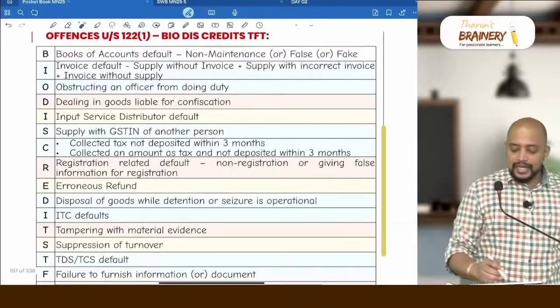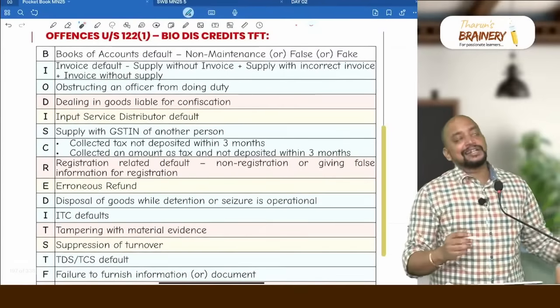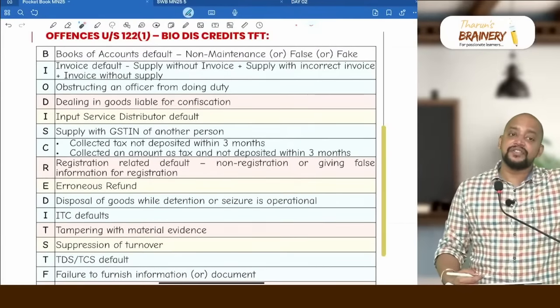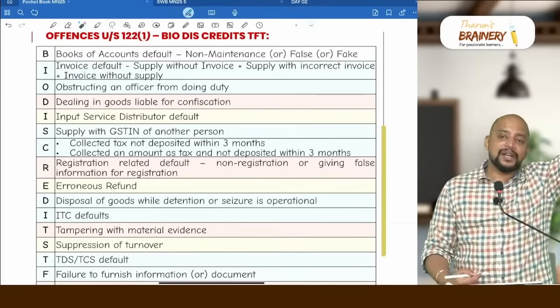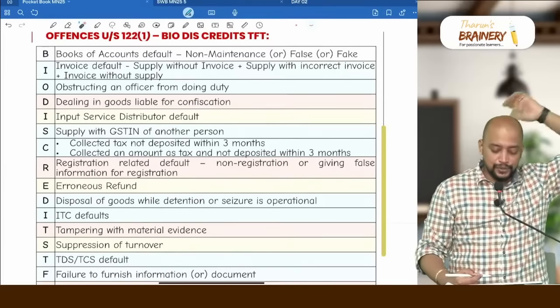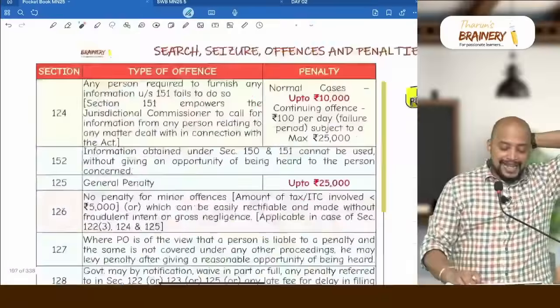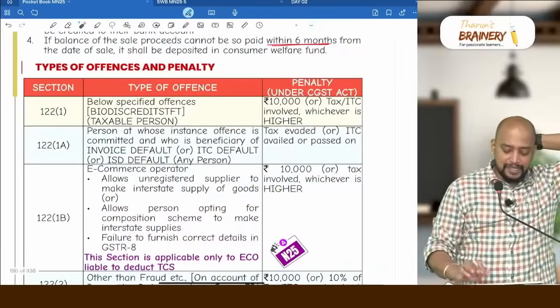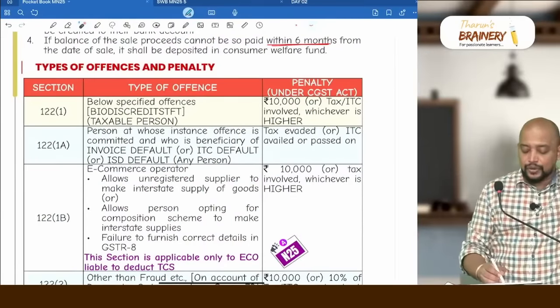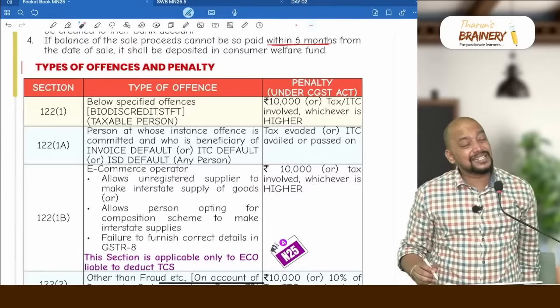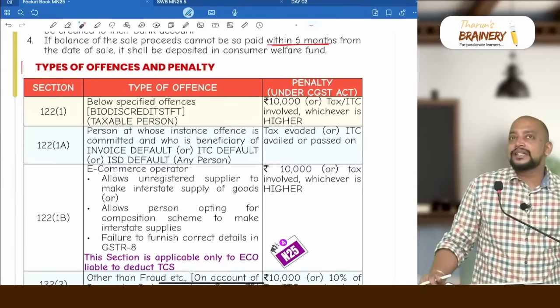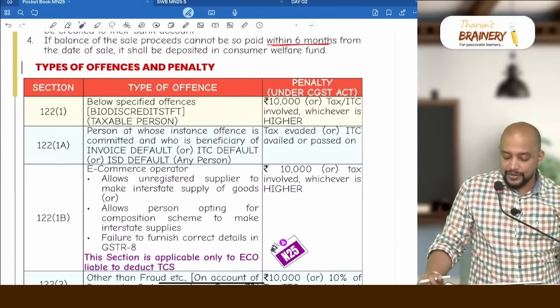Then here dealing in goods liable for confiscation, that is given in section 67 read with 130. So there we have seen one penalty, that is a connection to this 122 subsection 1. Then in case of these offences we understood what is the penalty, and this penalty is on whom? This penalty is on taxable person. Who is a taxable person? One who is registered or liable to get registered.